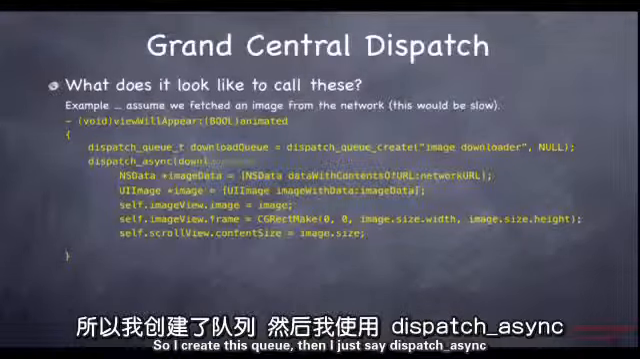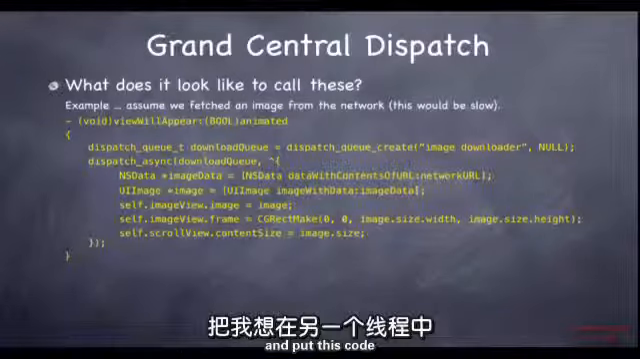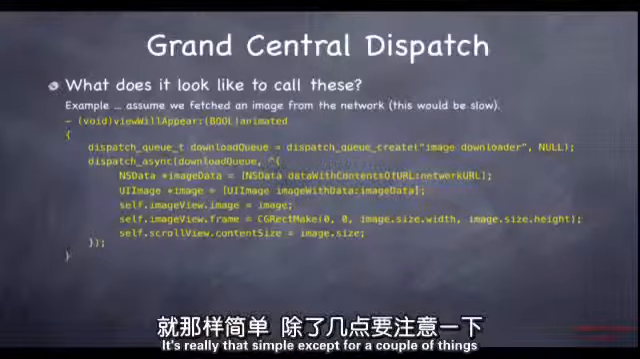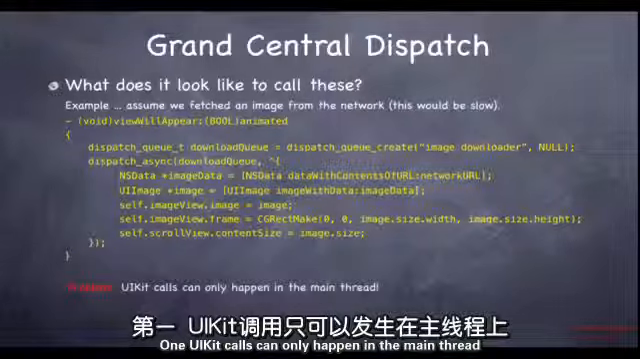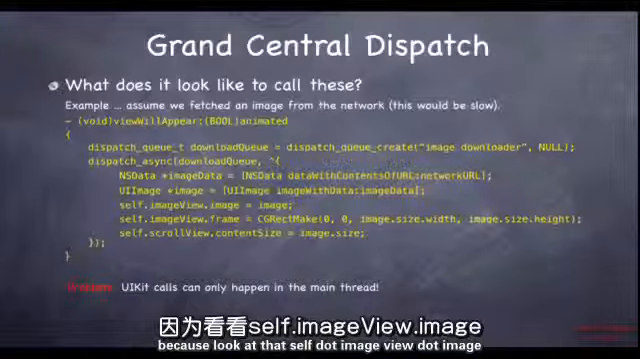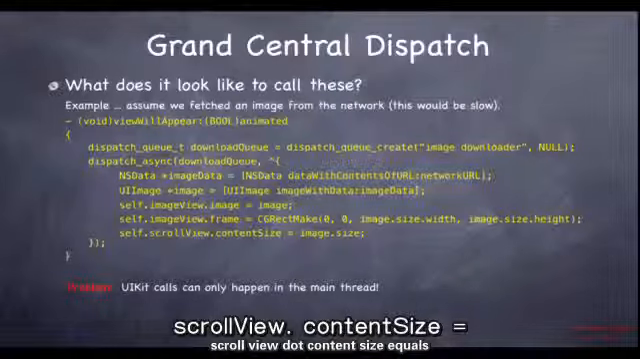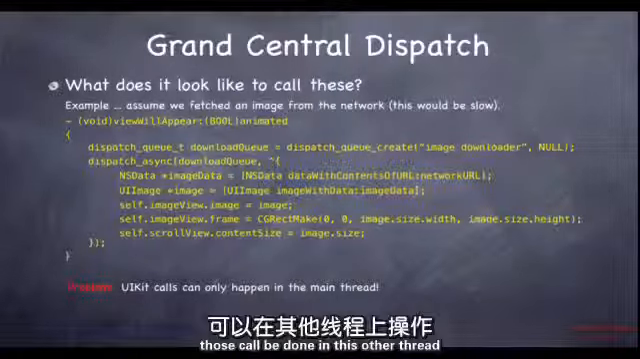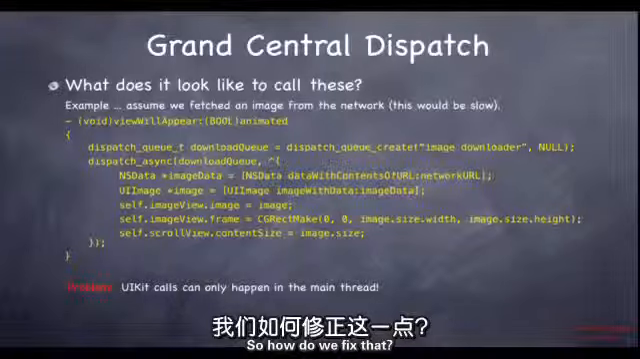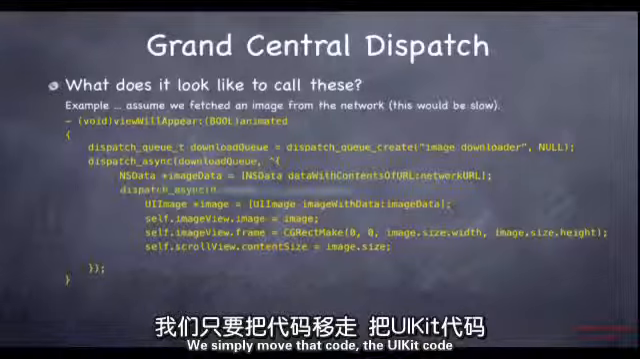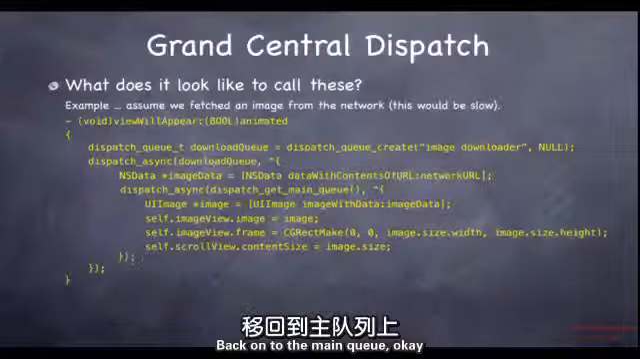So I create this queue. Then I just say dispatch async and put this code that I want to run in another thread in a block. It's really that simple, except for a couple of things. One, UIKit calls can only happen in the main thread. So this is bad, because look at that self.imageView.image equals, self.imageView.frame equals, scrollView.contentSize equals. Those are all UIKit calls. Those can't be done in this other thread. So how do we fix that? We simply move that UIKit code back onto the main queue.